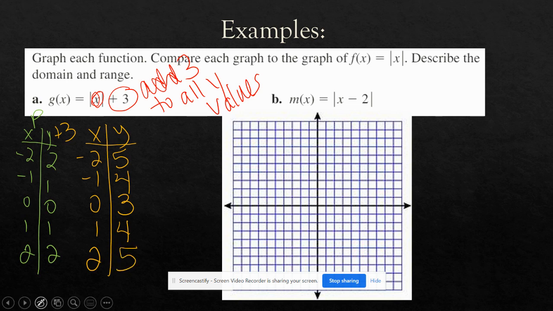Now when I plot this on our graph, we have -2, 5. -1, 4. 0, 3. And here's our graph.